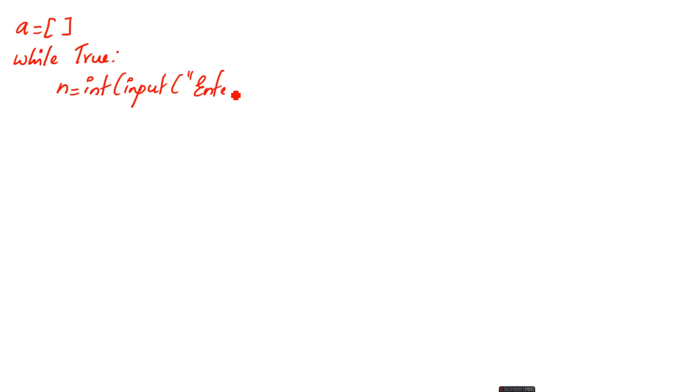Now we are going to write the program to create a list and display its elements. Then we can write like this. First we have to take an empty list. Then we have to use the while loop. While true, then we can take n equal to int input, enter the value. After that we have to append. We can write a dot append n. Then we have to break this loop.